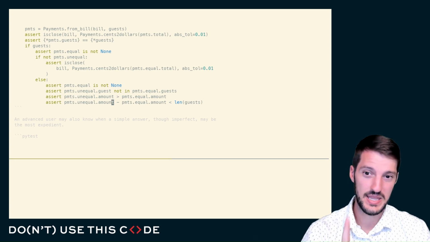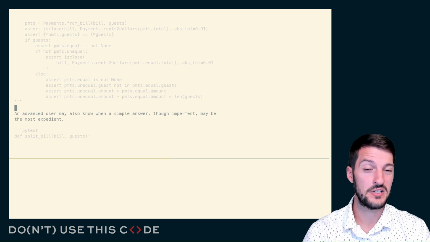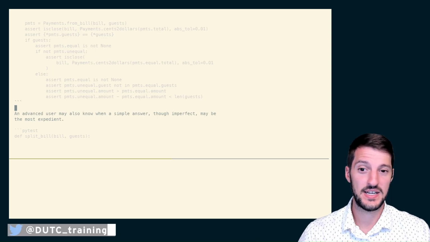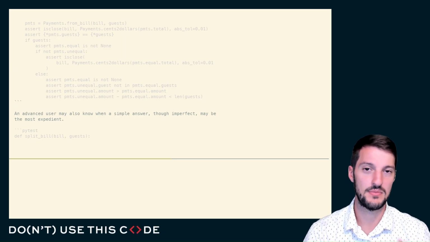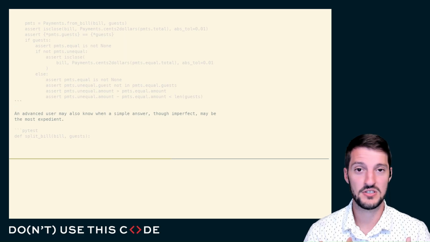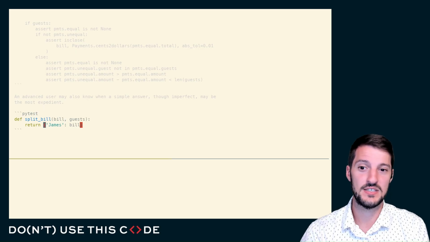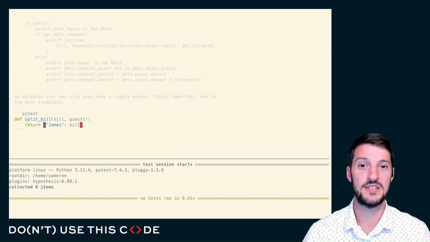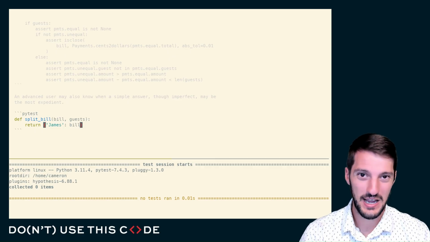But I will say this. As an advanced user, you know sometimes when you've written a little bit too much code or you've added too much complexity. And so as an advanced user, we also may know when the simple answer, though imperfect, might be the most expedient. For example, personally, when I go out to dinner and I think about splitting the bill, the only thing I concern myself with, well, every time I go out to dinner, James is going to pay. So thank you very much, James, for all those times that we haven't dined together and that you have paid for my meal. Thank you everyone for attending.